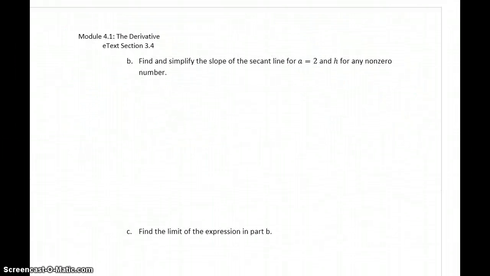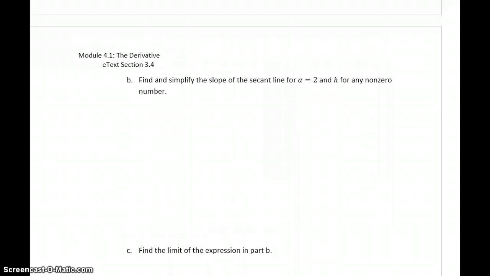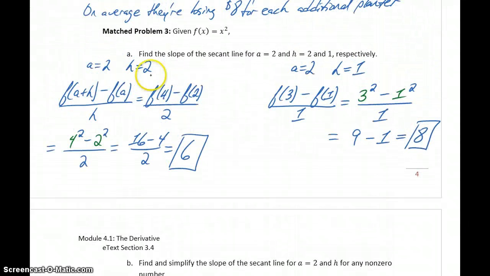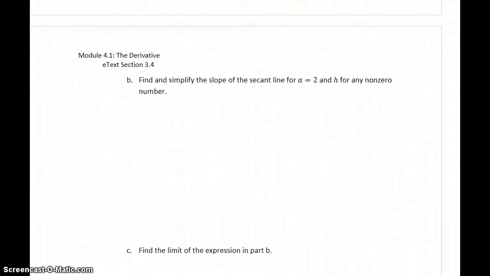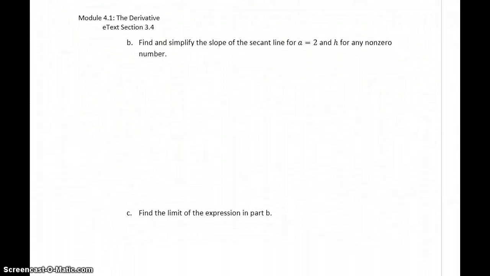In part B, now we want to find and simplify the slope of the secant line for a equals 2 and h is any non-zero number. So in the previous two examples, h took on a specific value. H was 2, h was 1. So now, instead of being given a value for h, we want to come up with an expression for any value of h, as long as h is not equal to 0. So this is going to be f of a plus h minus f of a over h.